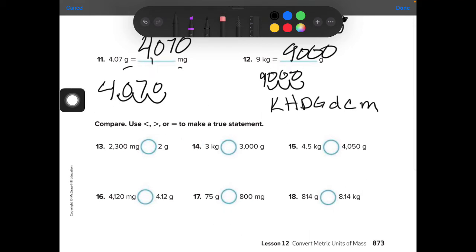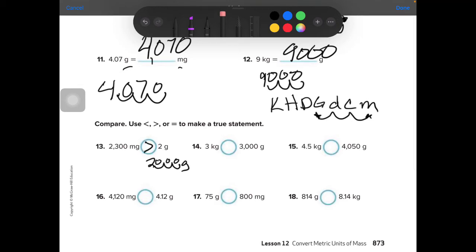Okay, take 2. Okay, number 13, we have 2,300 milligrams, 2 grams. So we have our King Henry dies grumpily drinking chocolate milk over here, and we're going to convert grams to milligrams. We're going to go 1, 2, 3. So we have 2, and we're going to go 1, 2, 3. So you can obviously see which one is bigger when you do it that way.